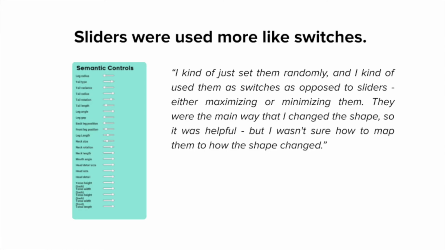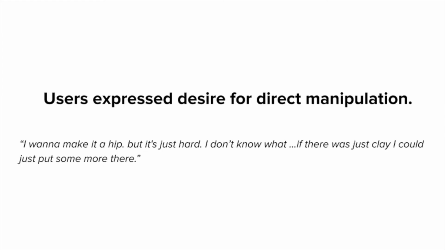So a lot of the participants ended up using the sliders more like switches. They would either minimize them or maximize them very fast. They would do this to understand the effect of the AI slider, but at the same time, this was also a user interface caveat. And another user interface caveat was that there was no means for direct manipulation, and some users expressed the desire to just, for example, if they wanted to make a hip, add clay into the shape output. So here are some galleries capturing our participants' co-creative experience with our 3D generative AI.